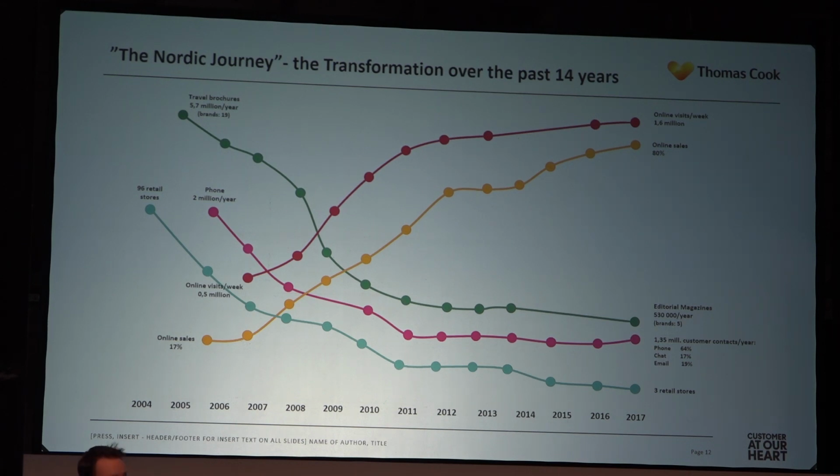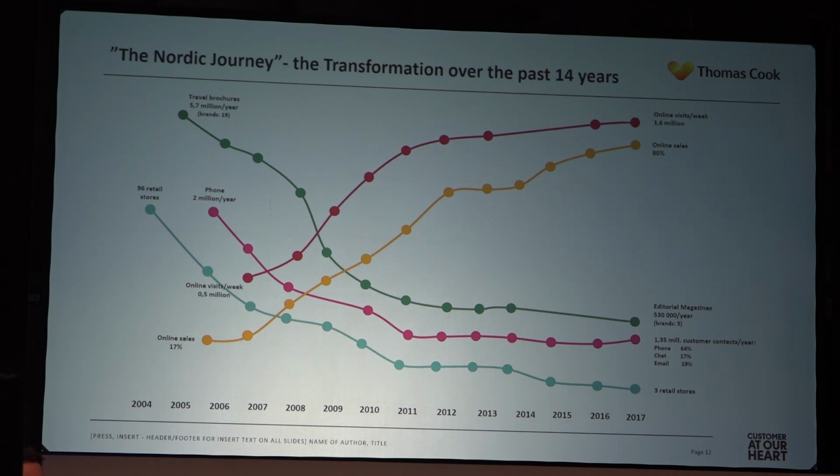The other interesting part, let's see here, is the one here, the blue one. In 2004, we had approximately 100 stores in the Nordic companies across Sweden, Norway, Denmark, and Finland. And that was 100 stores that we owned ourselves. So we had staff in there.